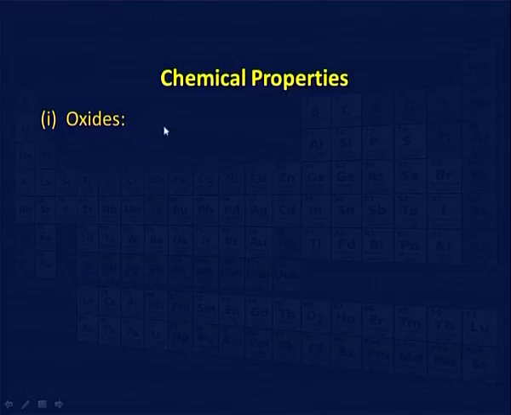Now, oxides are basically formed by reaction with oxygen. As we know, lithium, sodium, potassium, and rubidium have a valency of +1 and oxygen has a valency of -2. So, to form a neutral molecule, you need 2 metal atoms and 1 oxygen atom, that is, they can form M2O type of compounds. These are called normal oxides.